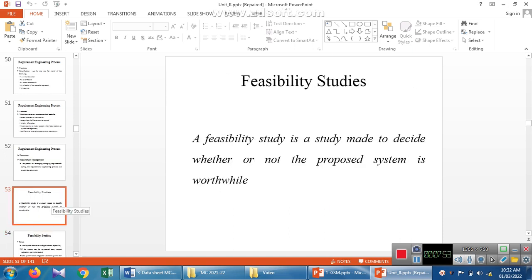In this, we already have various types of representation. The first one is the feasibility study. A feasibility study is a study to determine whether a proposed system is worthwhile. The same thing, all the phases, can be explained elaborately.